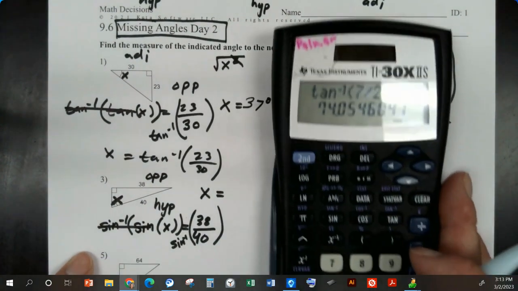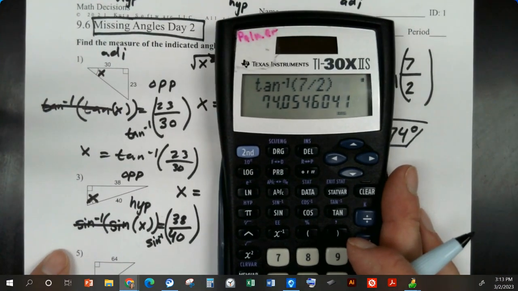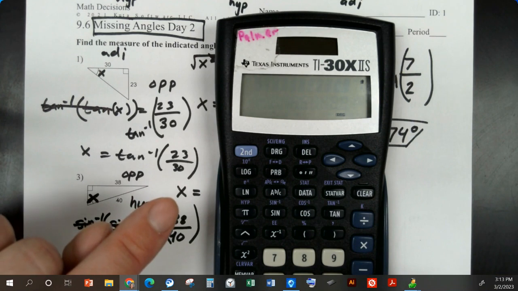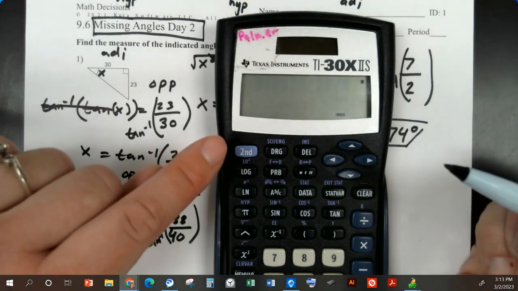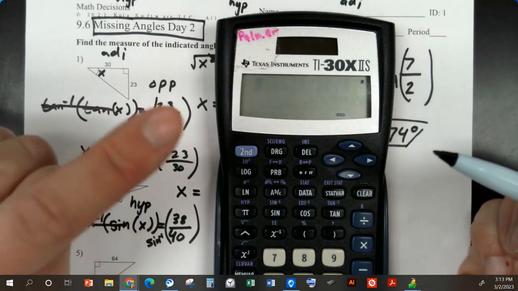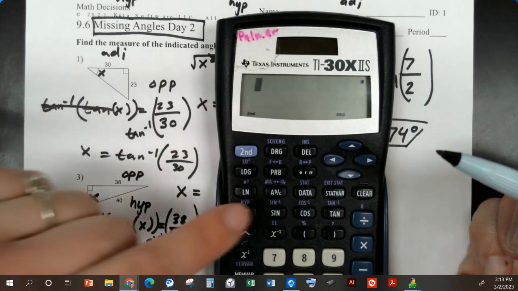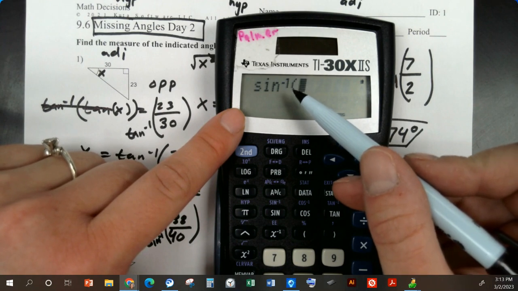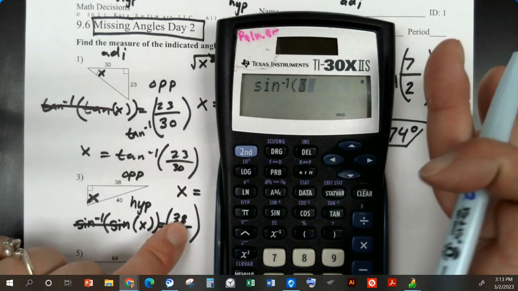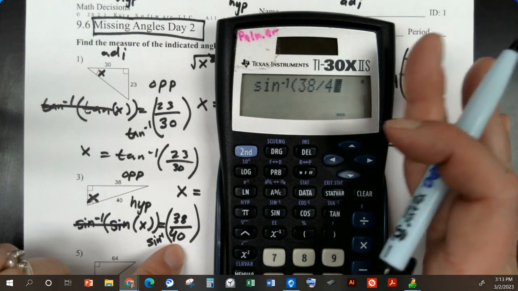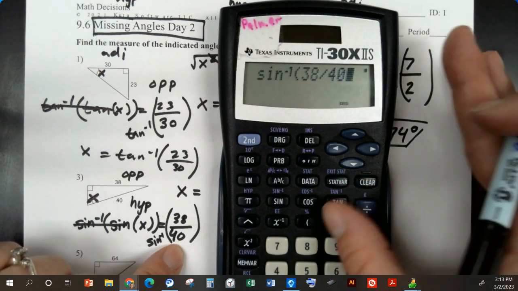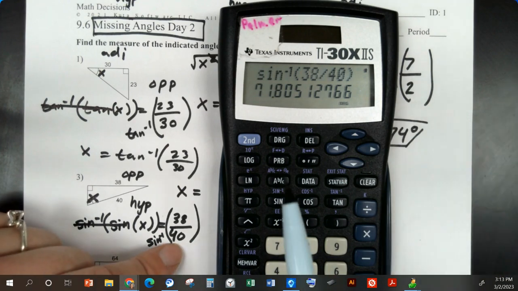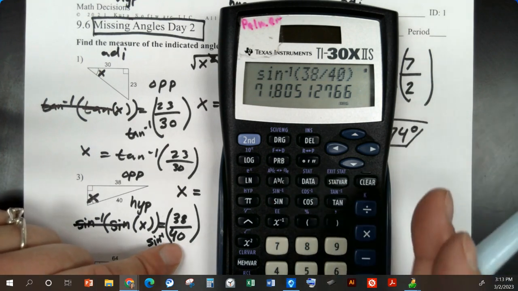And again, if you are trying to do the inverse, you just do the second sine, and then that's where you get that. So the negative one means inverse. We're doing the inverse sine, and then we just type in 38 divided by 40, end parenthesis, equals. We get 71.8.